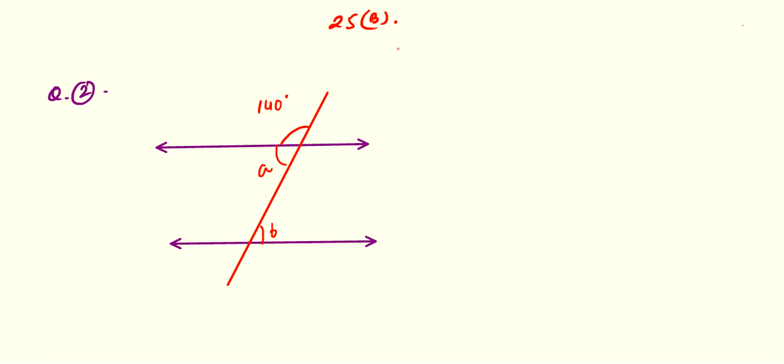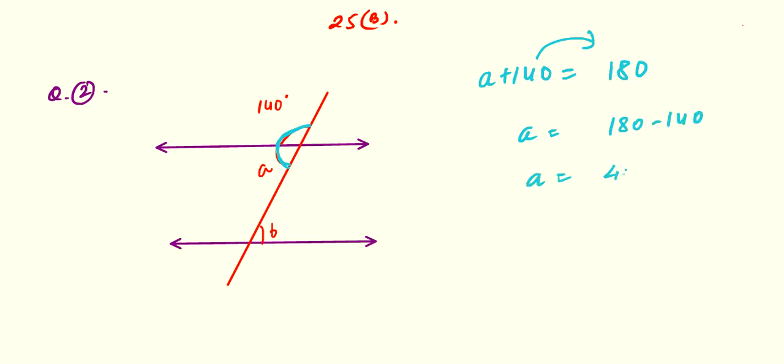Okay, so as you can see, angle A and this 140 degree, they are making a linear pair, and this is a straight line, so they are having a straight angle. Clear? So angle A plus 140 will be equal to 180. Transpose this 140 to the right hand side, so A equals 180 minus 140. So A equals how much? 40 degree. So this one is 40 degree. You can write the reason: linear pair.